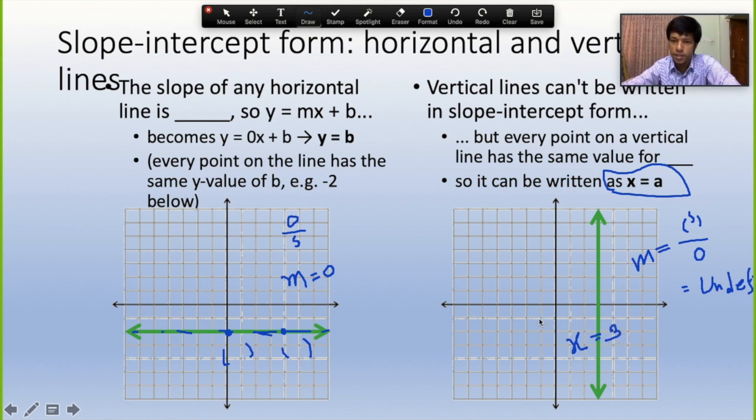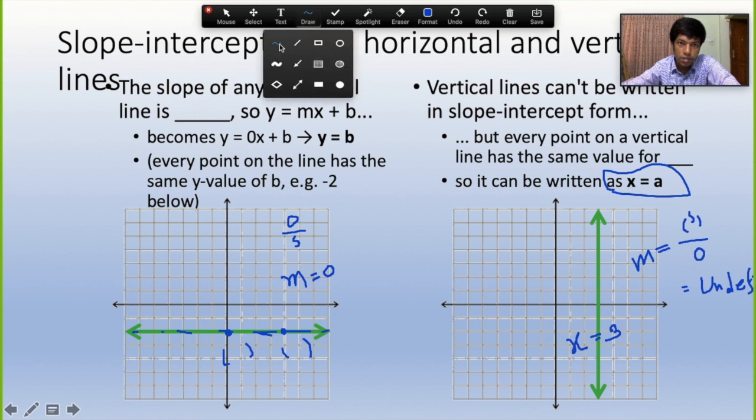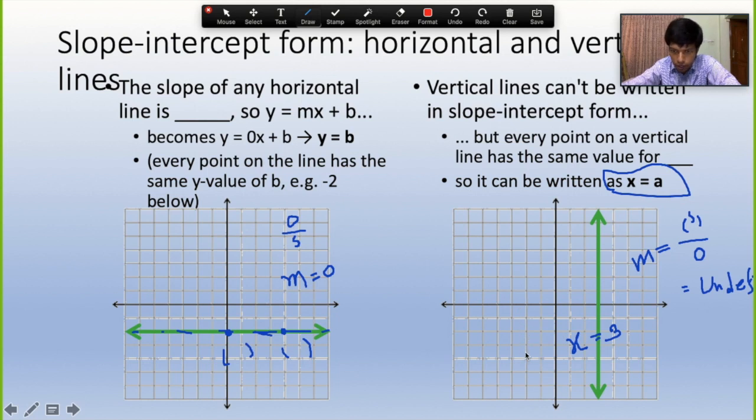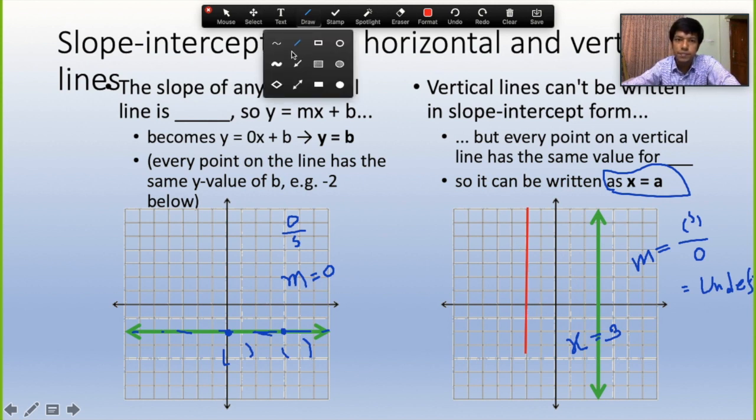Equation of this line will be x equal to 3. Suppose I draw another line here. Let me explain this in full length and tell you what is going on here. What will be the equation of this line? This is also a vertical line. What will be the equation of this vertical line?